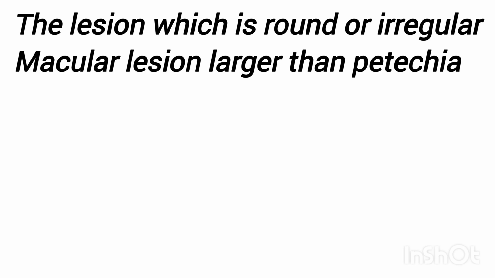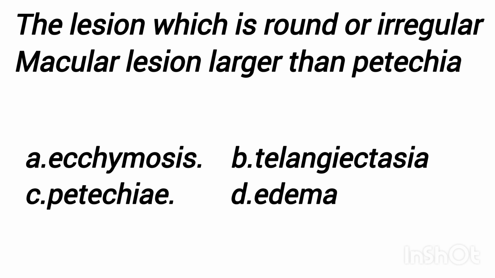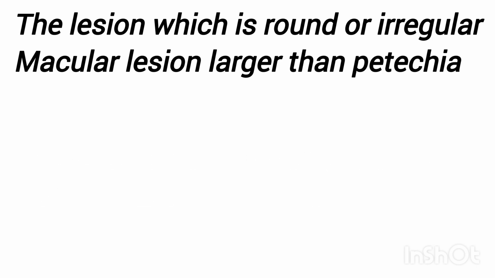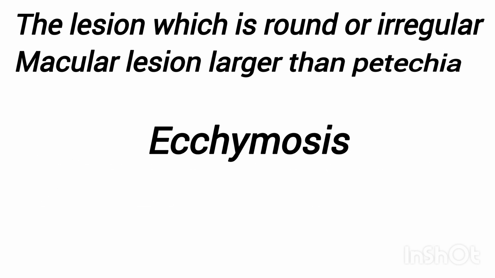Next question is, the lesion which is a round or irregular macular lesion that looks larger than petechiae. And the options given are ecchymosis, telangiectasia, petechiae, edema. If you know the answer, please type in the comment section. Okay, and the answer is, any guess? It is ecchymosis.